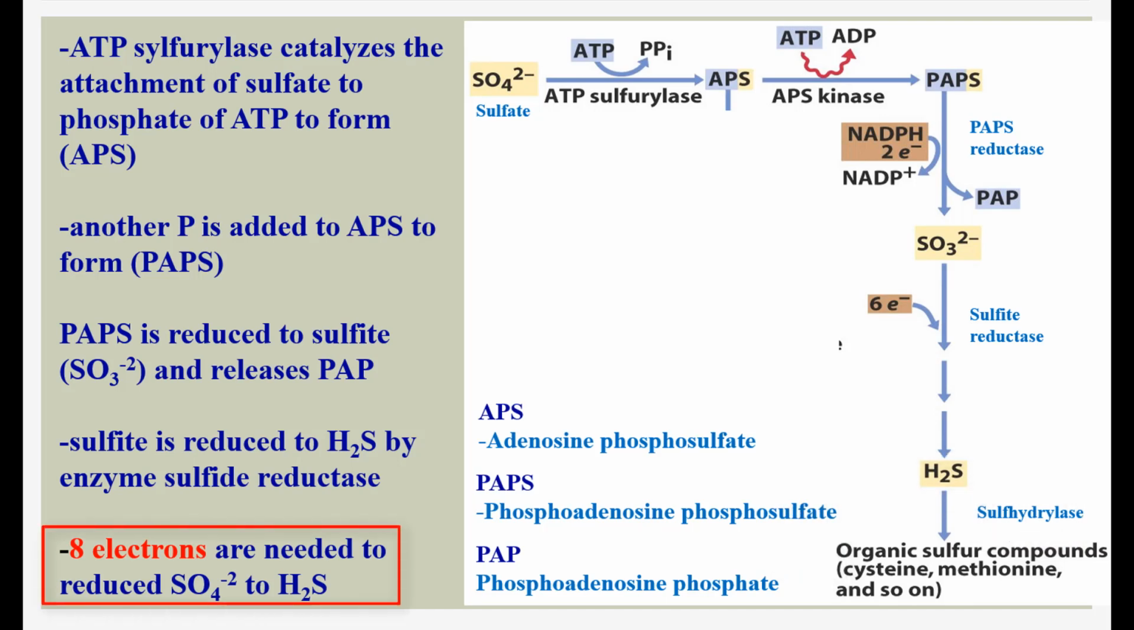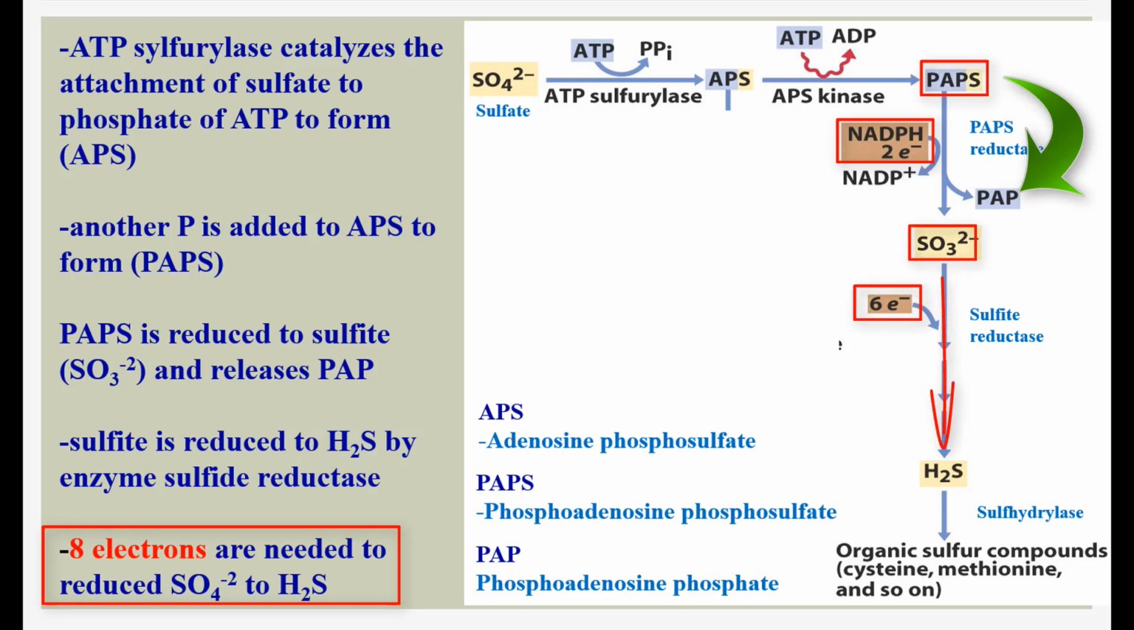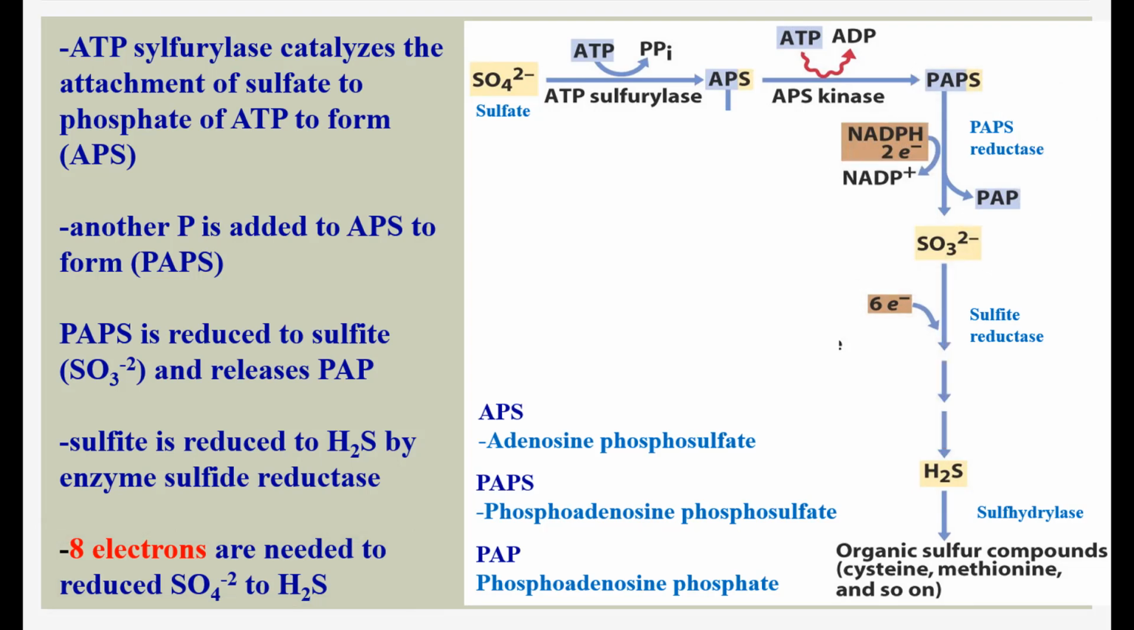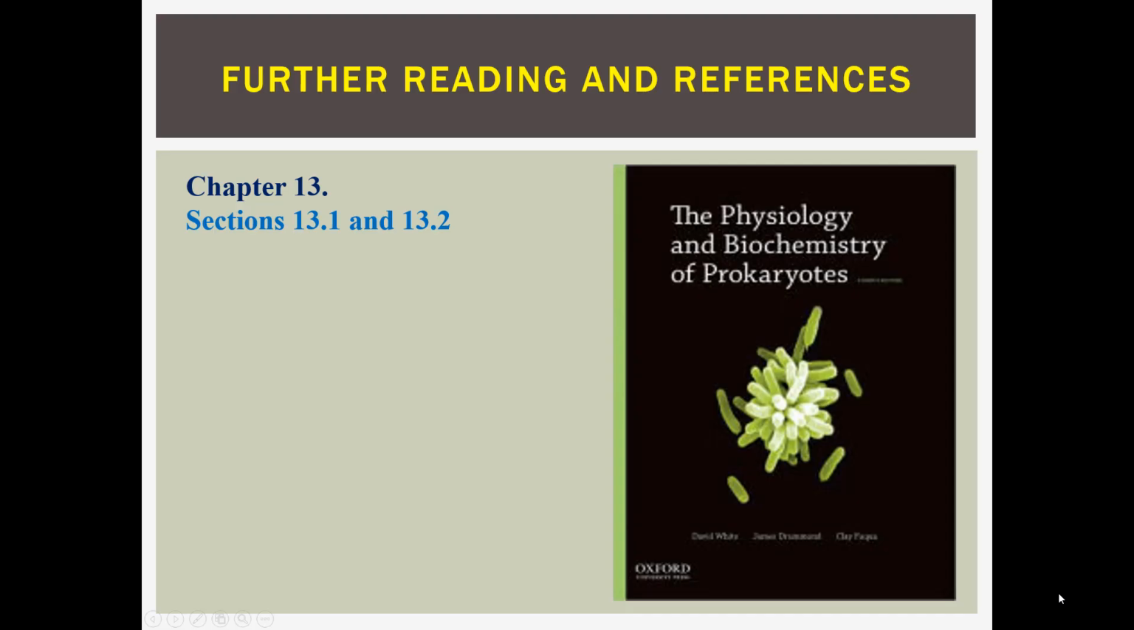8 electrons are needed to reduce sulfate to hydrogen sulfide. 2 electrons are used in the reduction of PAPS to sulfite, and 6 electrons are used in the reduction of sulfite to hydrogen sulfide. 2 plus 6 equals 8. So the assimilative sulfate reduction has a net gain of 8 electrons. That's the end of the first podcast on inorganic metabolism. Stay tuned for the second part of this podcast.